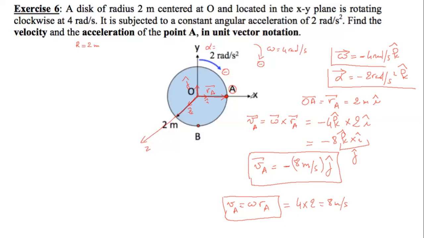We know that if I'm rotating clockwise, the velocity at A is always in the direction which is tangent to the circle. The velocity is always tangential. So VA is here. Okay? And the magnitude is 8 meters per second. So VA is in the negative y direction. So the VA vector has a magnitude of 8 meters per second, and it's in which direction? Negative y direction, basically negative j hat.